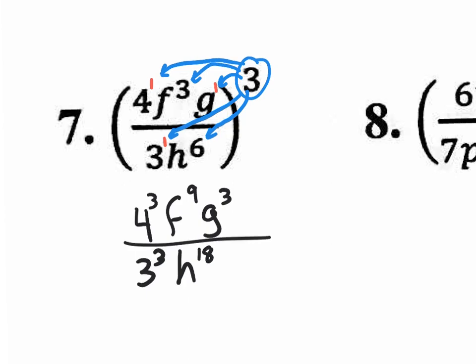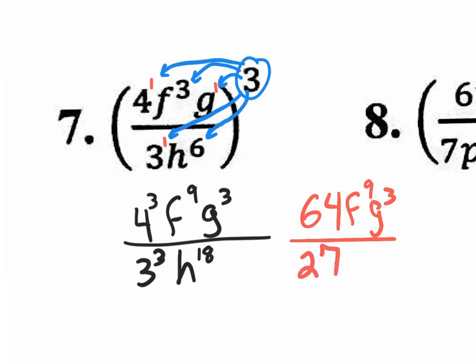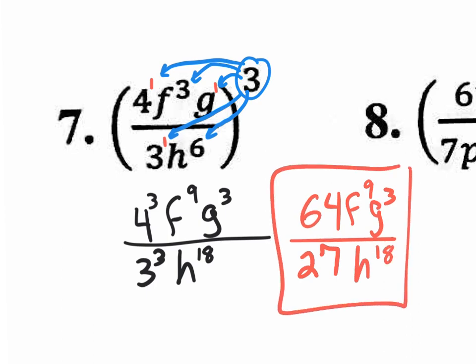So right here, the only other thing we could do is simplify 4 to the 3rd and 3 to the 3rd. So 4 to the 3rd is not 12. 4 to the 3rd is really 4 times 4, which is 16, times 4, that's 64. And then F to the 9th and G to the 3rd. And on the bottom, we have 3 to the 3rd, which is not 9, it's actually 27. 3 times 3 is 9, 9 times 3 is 27. And then H to the 18. And that's your final simplified answer. There's nothing else to reduce, there's nothing to cancel.